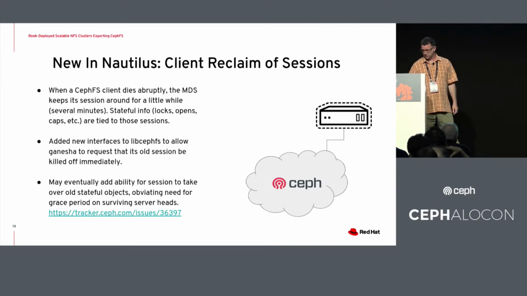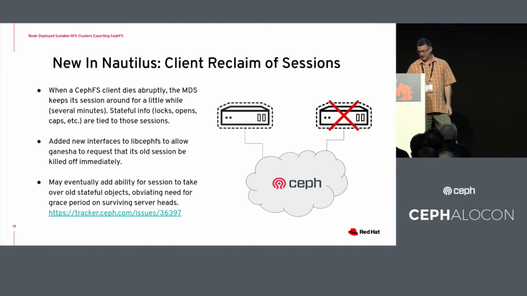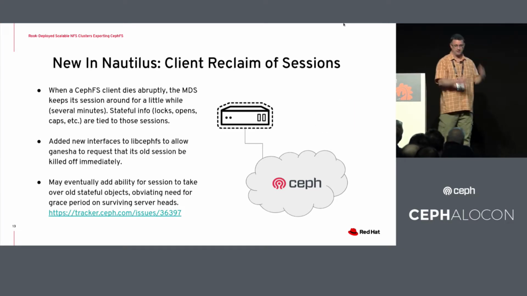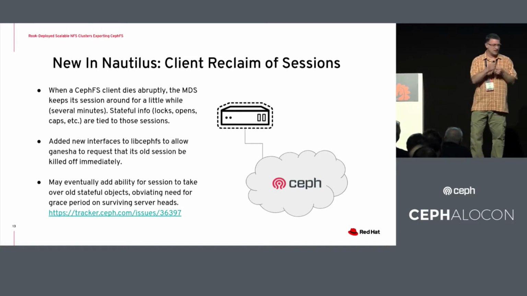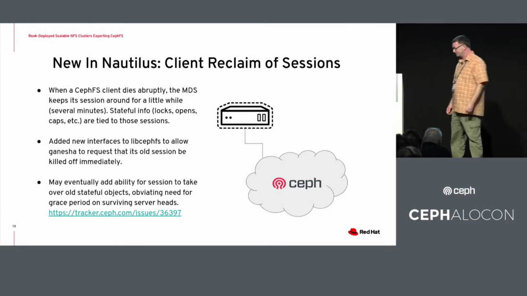Here's my token animation here. So here we have a single NFS server, a Ganesha server, that's connected to the Ceph cluster. He dies. A new client comes back, or we spin up a new NFS server with the same node ID, and then he talks to the Ceph cluster that says, okay, go ahead and kill off that session now. Boom, it's gone. So that allows him to take off and get back to running quickly.